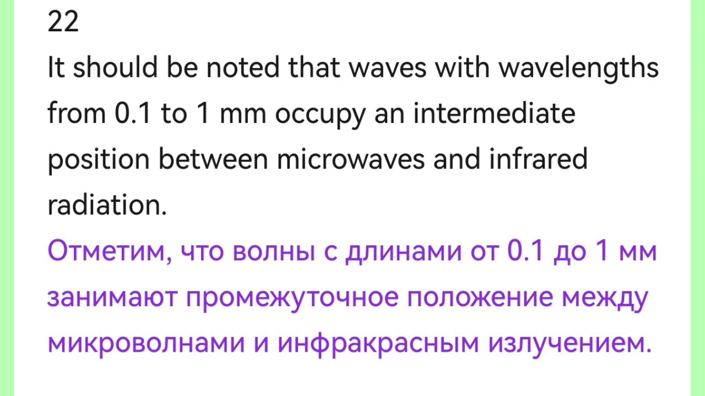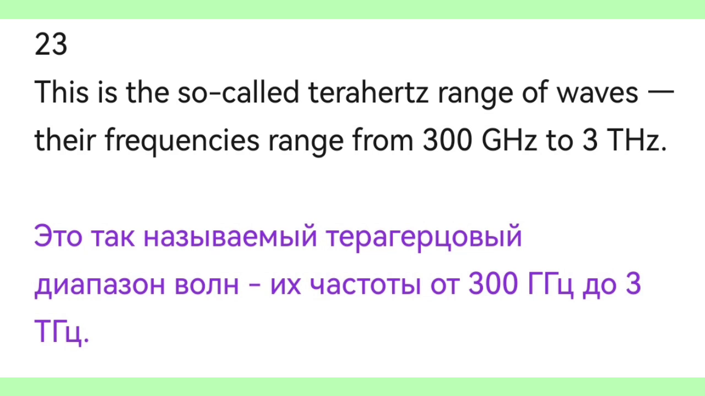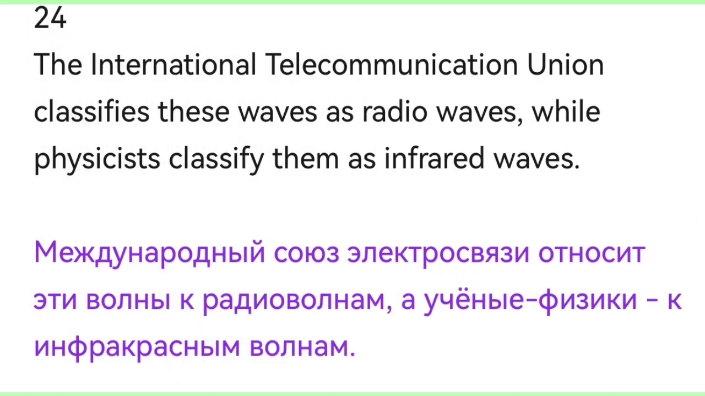It should be noted that waves with wavelengths from 0.1 to 1 mm occupy an intermediate position between microwaves and infrared radiation. This is the so-called terahertz range of waves. Their frequencies range from 300 GHz to 3 THz. The International Telecommunication Union classifies these waves as radio waves, while physicists classify them as infrared waves.